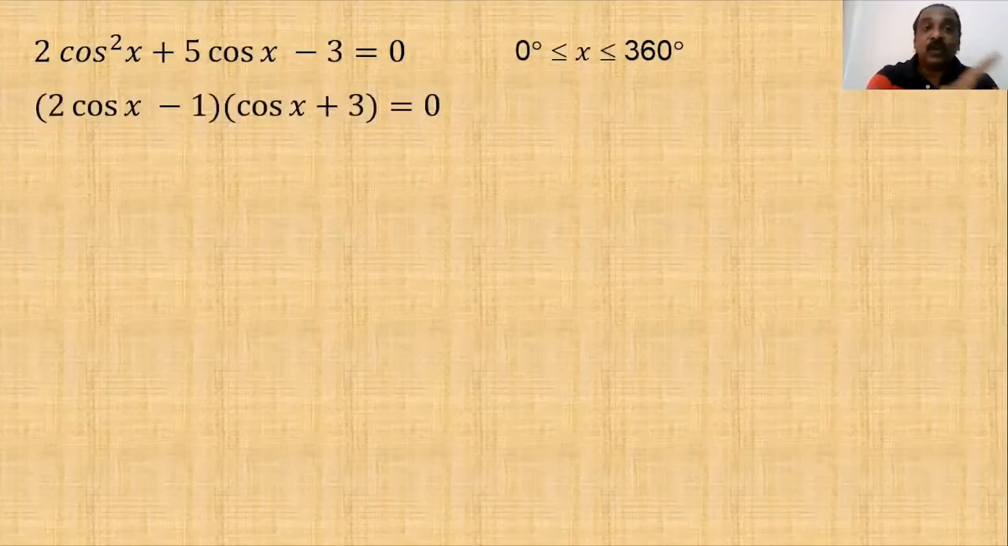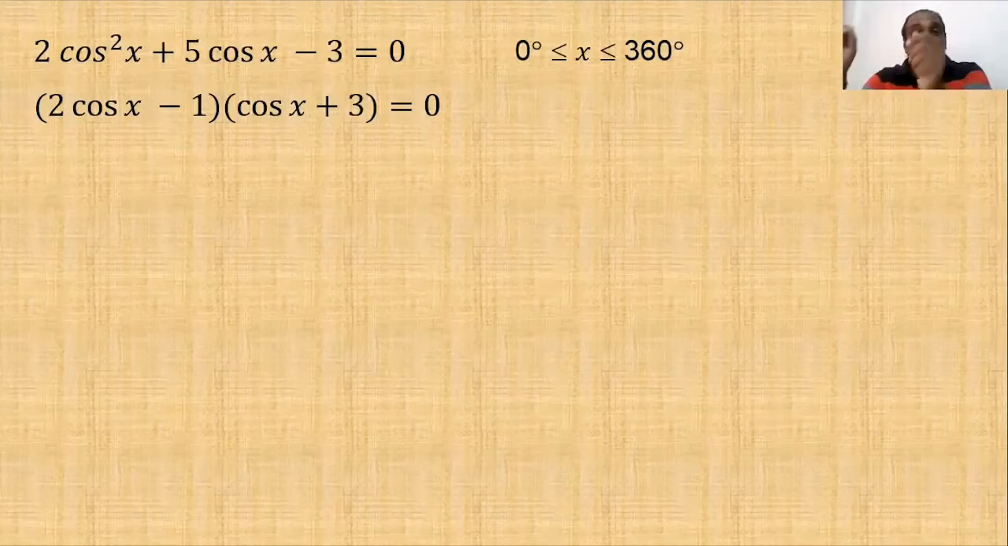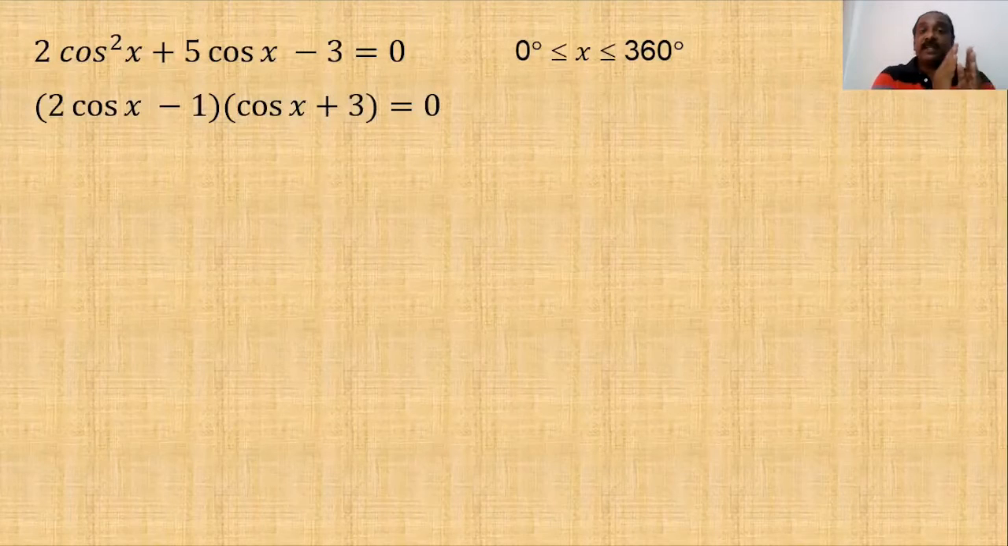So 2 cos squared X campur 5 cos X tolak 3 sama dengan kosong. Bila kita faktorkan dia, ianya akan menjadi 2 cos X minus 1 dan cos X campur 3. So, kaedah ini, how I got this, I'll show by using the letter A just now, and I'll post it in the group. You check later.